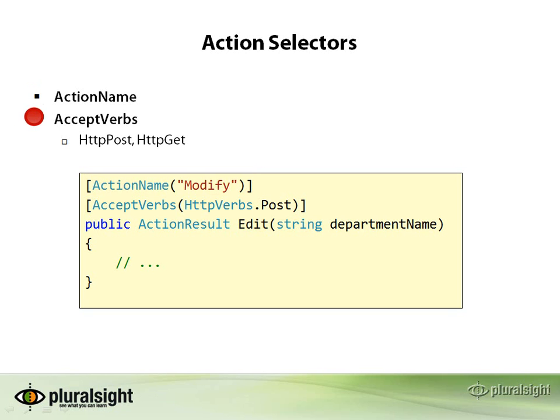Accept verbs, on the other hand, will specify the HTTP verbs allowed to reach a particular action. You can say an action method is only reachable with an HTTP GET, or an HTTP POST, or a delete or a put. Let's look at an example in Visual Studio.